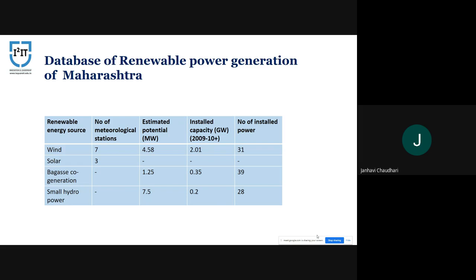For bagasse cogeneration, the number of installed power generation sites is 39. Its installed capacity is 0.35 and estimated potential is 1.25. For hydropower, the number of installed power generation sites is 28. Its installed capacity is 0.2 and the estimated potential is 7.5.